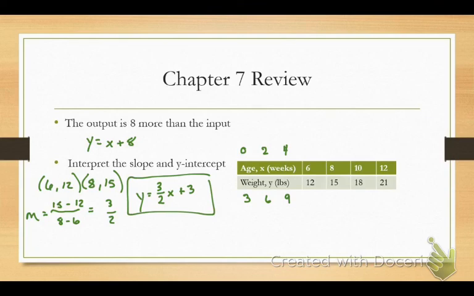Okay? Now, to put the slope into an interpretation, what category did I get my 3 from? Where did I get my 15 minus 12 from? That was weight. So the 3 stands for pounds, right? So the object, I don't know what it is, will weigh 3 pounds after how many weeks? 2. Or you could say the object will gain 3 pounds every 2 weeks. That would probably be the better way to put it.